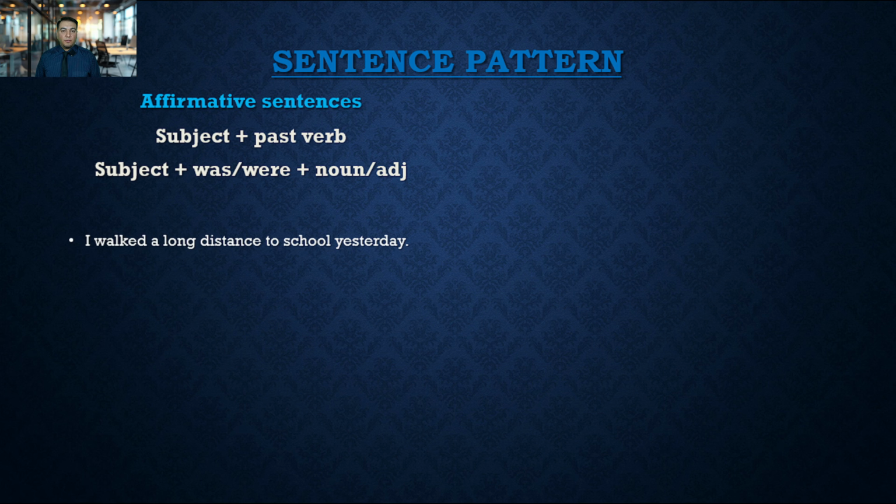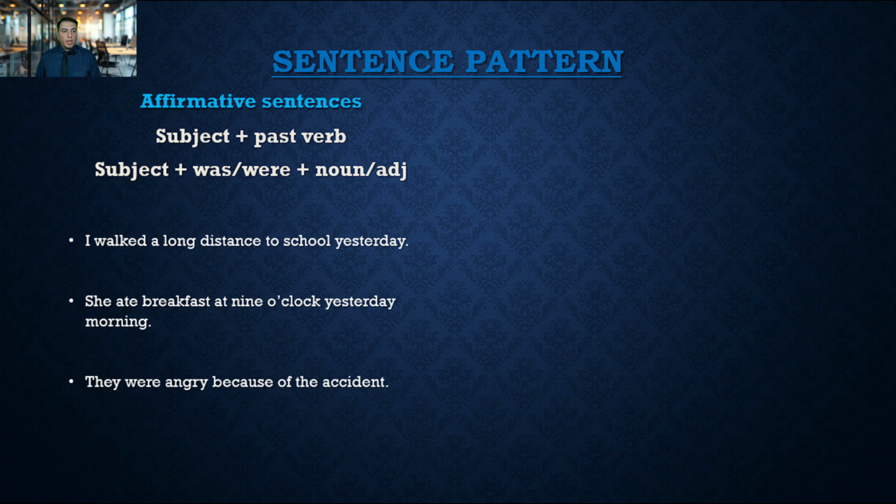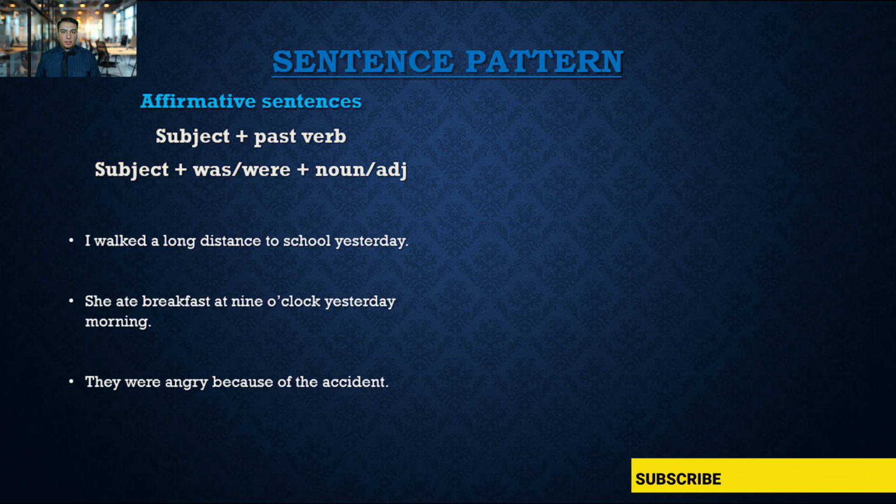Here I have I as the subject of this sentence and walked as the past verb of this sentence. And the next example, she ate breakfast at 9 o'clock yesterday morning. Now let's read an example with the second pattern. They were angry because of the accident. They is the subject of the sentence. Then we have were and the adjective angry.